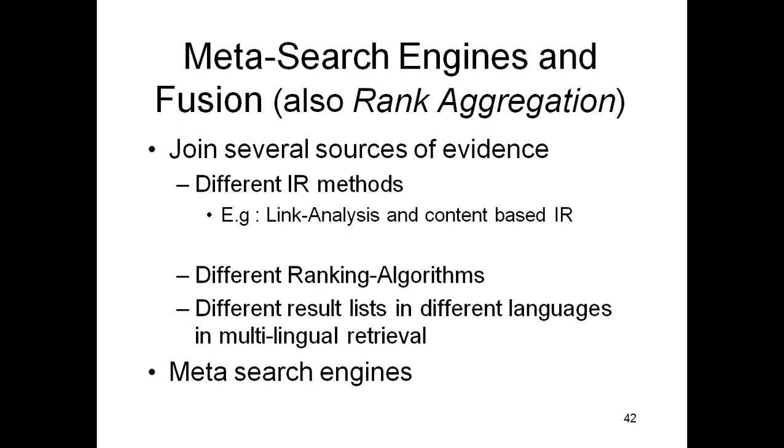We already talked about one fusion method. Fusion means we have different ranking algorithms, different indicators of relevance from different sources maybe, and we want to bring them together. We want to have several pieces of evidence and fuse them. This is similar in meta search engines or even multilingual retrieval, but here the things that we fuse, our indicators or evidence, come from different ranking algorithms.